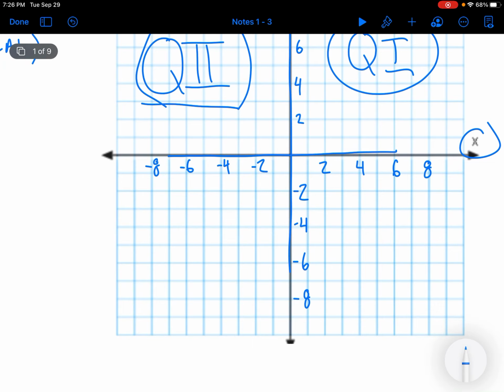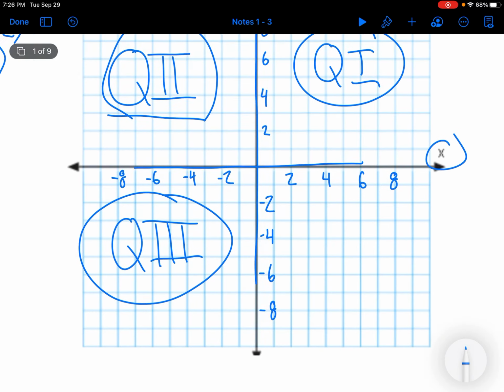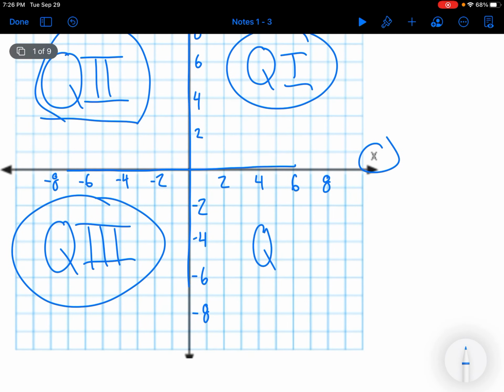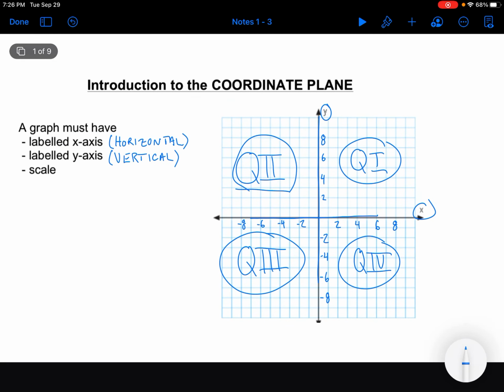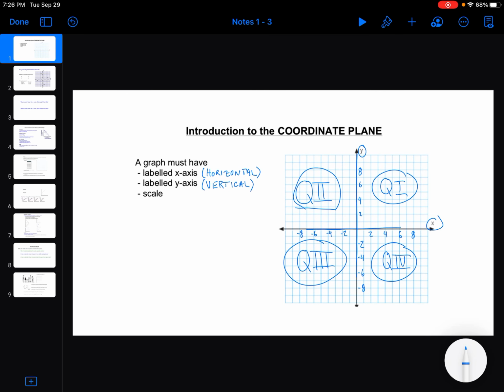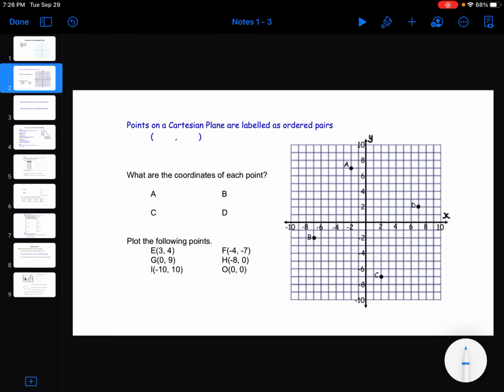Quadrant 3 is down here. It has a negative of both. And quadrant 4 is our last one. It has a positive x and a negative y. So if you hear the word quadrant, that's what we're talking about. You don't have to label them, but you should know that.